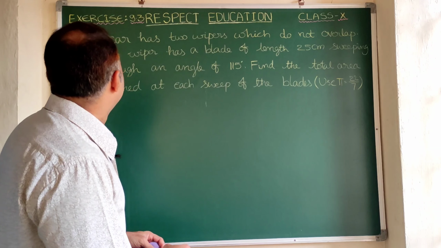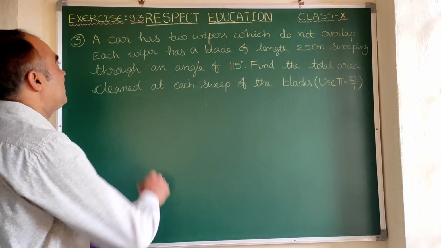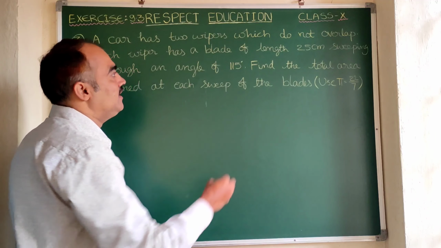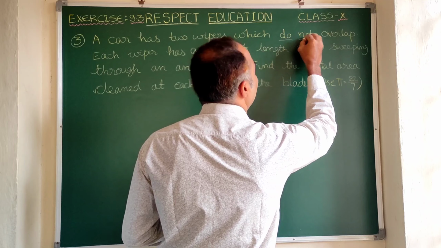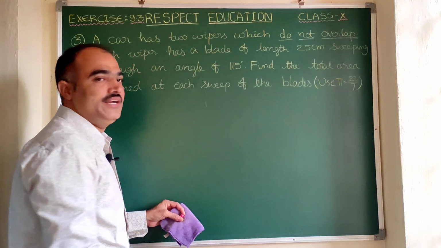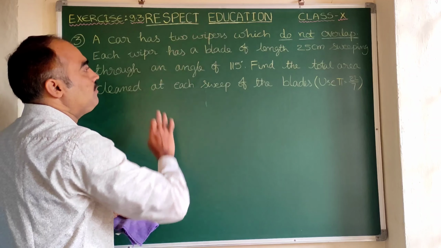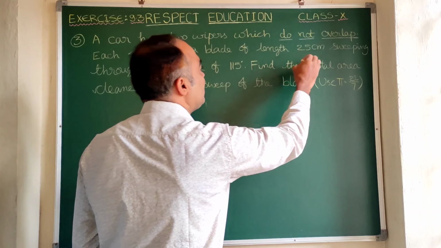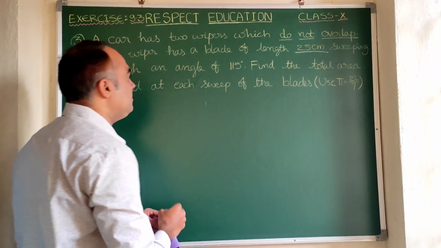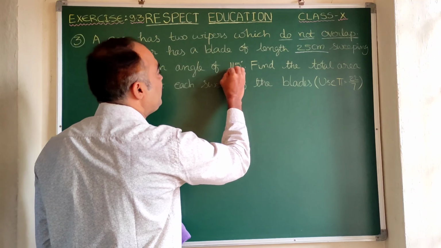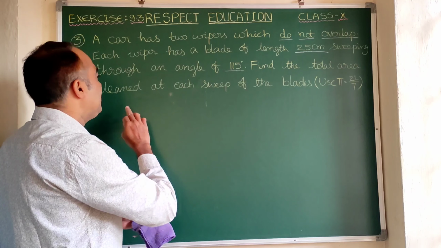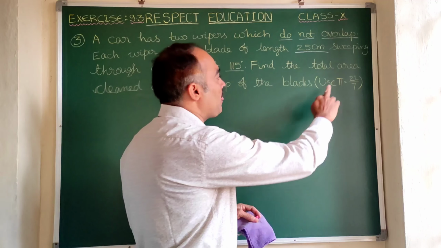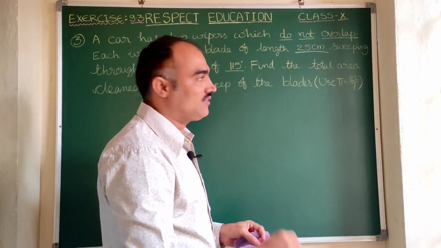Now we see exercise 9.3 question number 3. A car has two wipers which do not overlap. This sentence is very important to understand what we need to do. The car has two wipers which do not overlap. Each wiper has a blade of length 25 centimeter sweeping through an angle of 115 degrees. Find the total area cleaned at each sweep of the blades. Use pi equal to 22/7 wherever it is required.